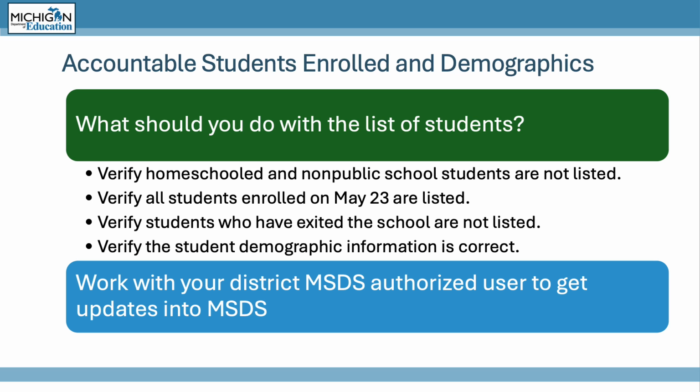Verify that students who have exited the school are not listed. And finally, verify student demographic information is correct. If you find errors or information that needs to be updated, you will need to work with your district MSDS authorized user to get those updates in MSDS. If you don't know who your MSDS authorized user is, again, you can find that information on the secure site, on the District and School Contacts page under the Assessment Registration dropdown.